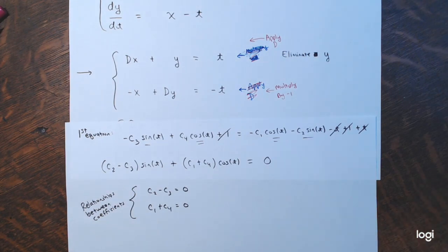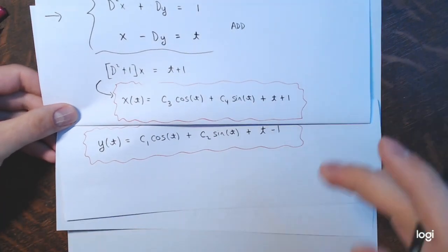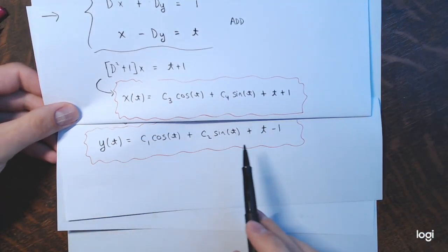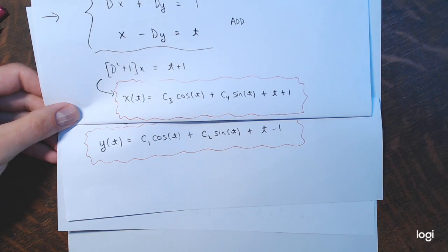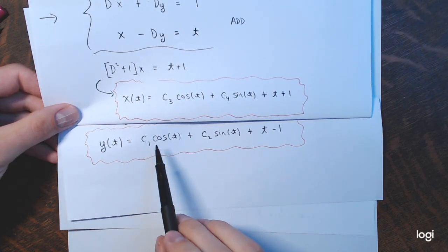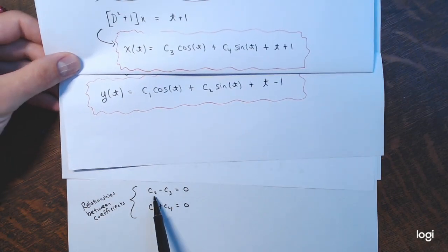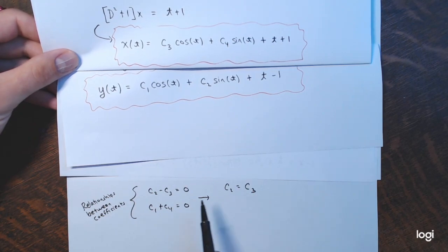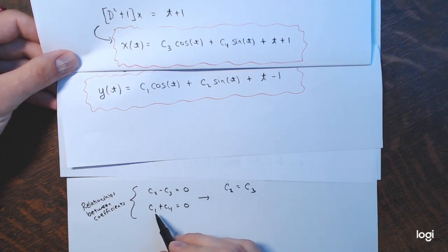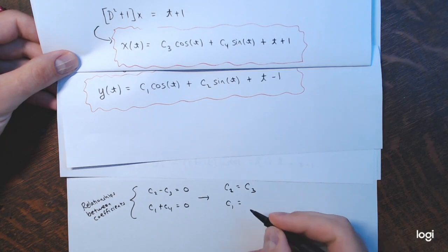So again, you can't just pick whatever you want for all four constants. If I pick whatever I pick for c2, it must be the same as what I pick for c3. According to this relationship, c2 must be equal to c3. And whatever I pick for c1 must be the opposite of what I pick for c4.